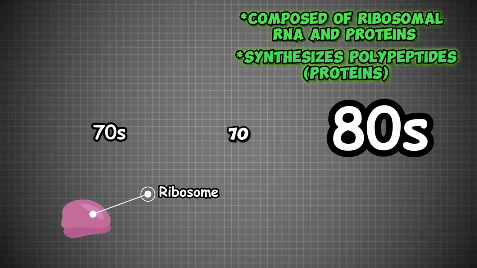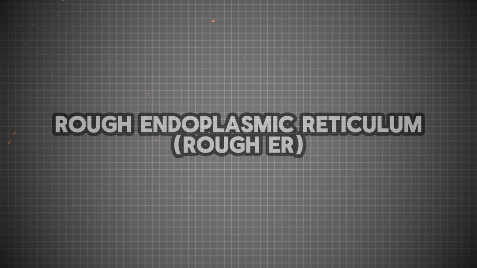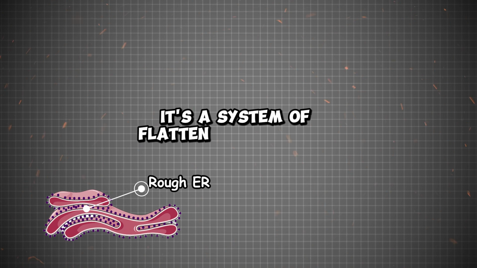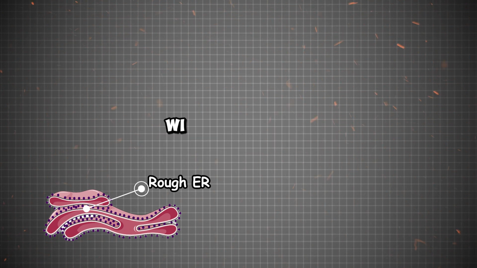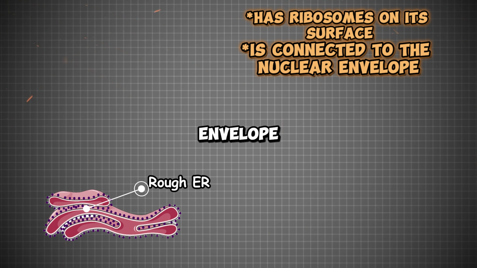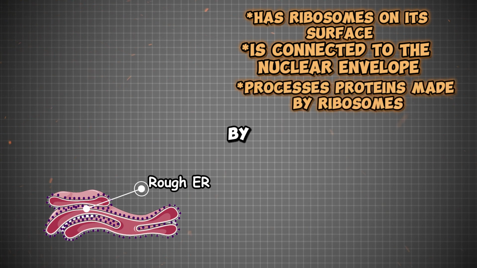The rough endoplasmic reticulum, or rough ER for short, is a system of flattened membranes called cisternae, with ribosomes attached to them. It is always found connected to the nuclear envelope. Its function is to process proteins made by the ribosomes.